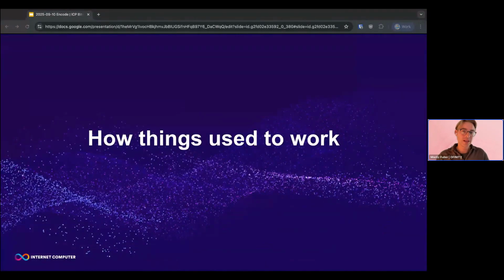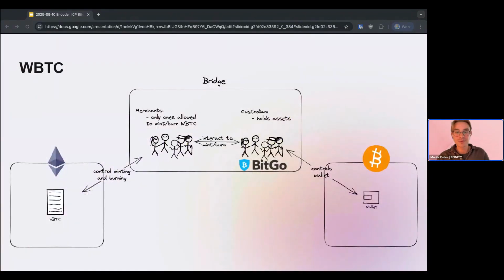Before we understand why this is so great, we have to look at how things used to work, or how things work most of the time, unfortunately, still today. And because we are talking about Bitcoin today, I thought a good example is to talk about wrapped Bitcoin on Ethereum. So let's look at how assets from other chains are usually made available on a target chain. Other chain, in this case, is Bitcoin, and the target chain, in this case, is Ethereum.